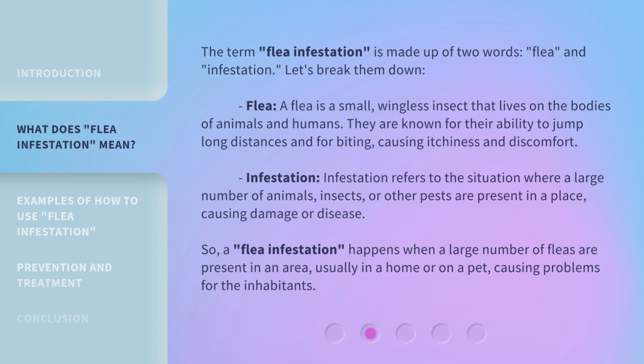Infestation. Infestation refers to the situation where a large number of animals, insects, or other pests are present in a place, causing damage or disease. So, a flea infestation happens when a large number of fleas are present in an area, usually in a home or on a pet, causing problems for the inhabitants.